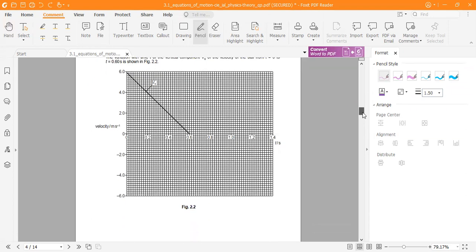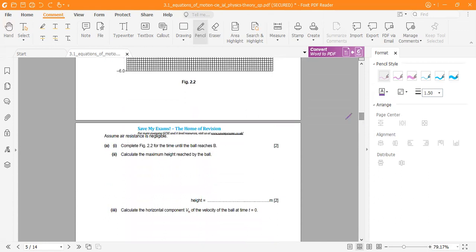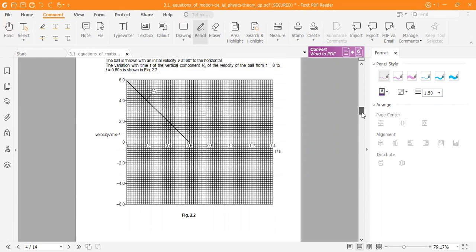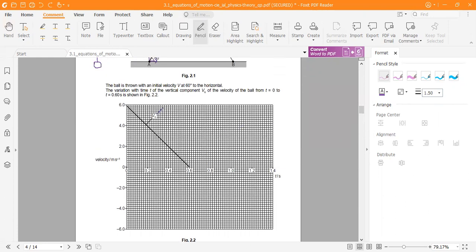Okay, let's look at the question. Assume air resistance is negligible. Complete figure 2.2 for the time until the ball reaches B. So we know that from this point to this point, the velocity decreased from 6 to 0, right? The ball was going up, the velocity was maximum, and as the ball went up, the velocity kept decreasing because gravity is pulling this ball downwards.